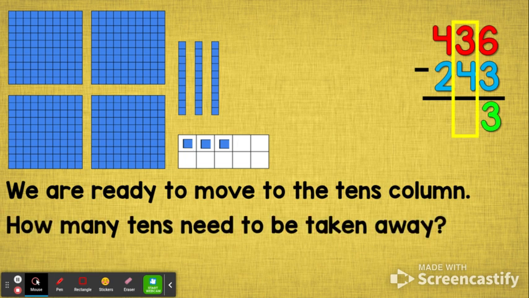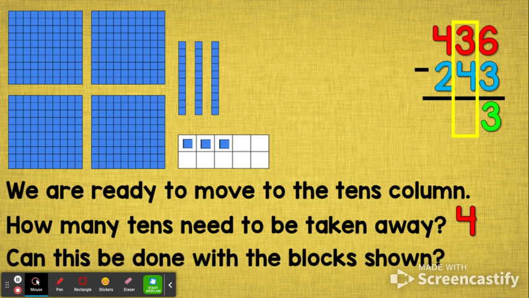How many tens need to be taken away? That's right, 4. How do I know? I'm looking right here. This is what we have. We've got our 3 tens, and we need to take 4 away. Can this be done with the blocks shown? Kind of, right? But we're going to need to do something to make this happen.